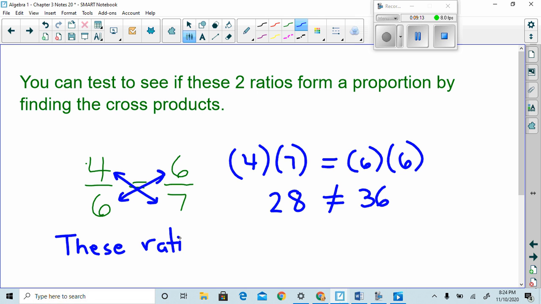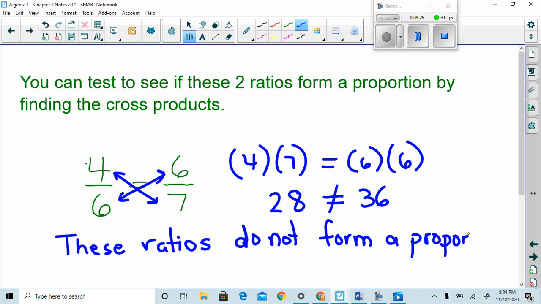Sometimes you'll be asked, do they form a proportion? So these ratios do not. And how do I know? I did my cross products. If the cross products are not equal, it's not a proportion.